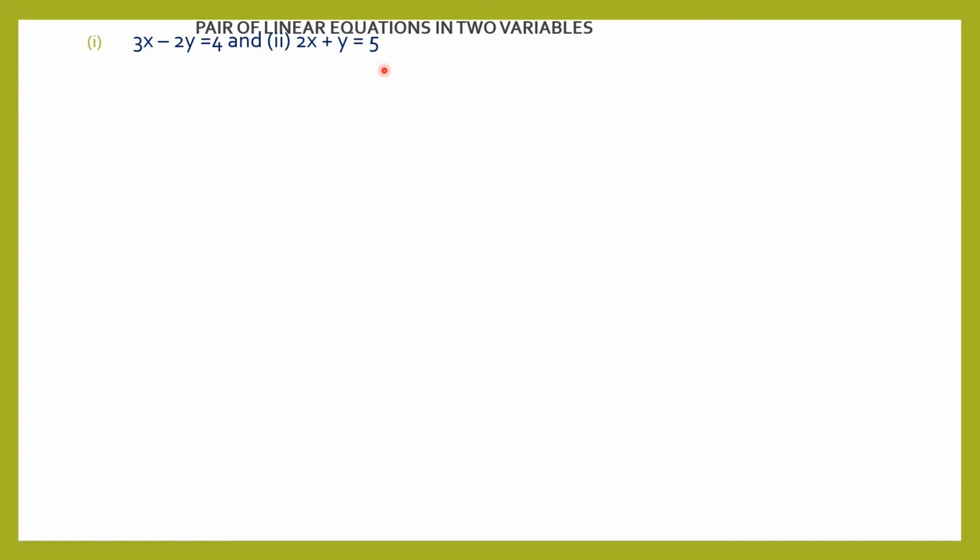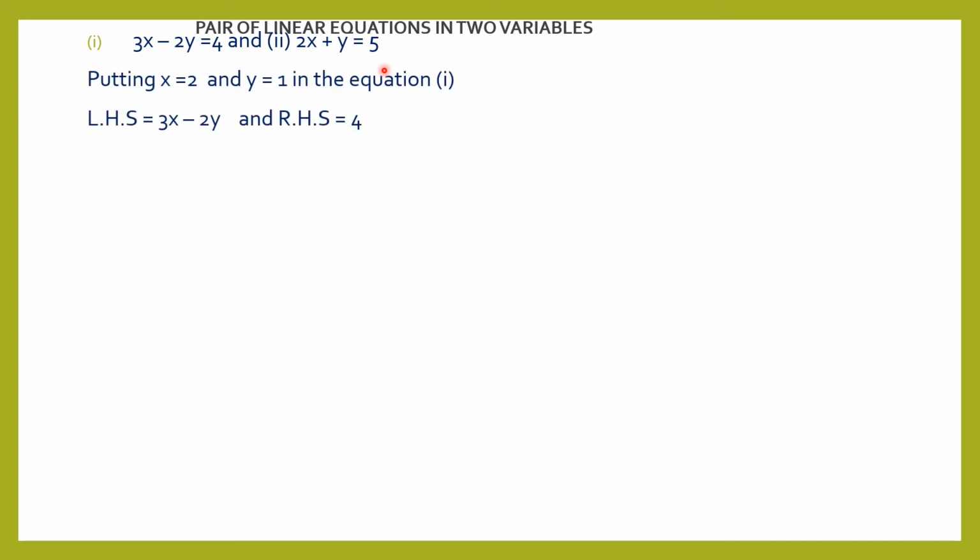Okay. Now putting x equals 2 and y equals 1 in equation 1. So what is equation 1? First equation: 3x minus 2y equals 4. So substitute x equals 2 and y equals 1.